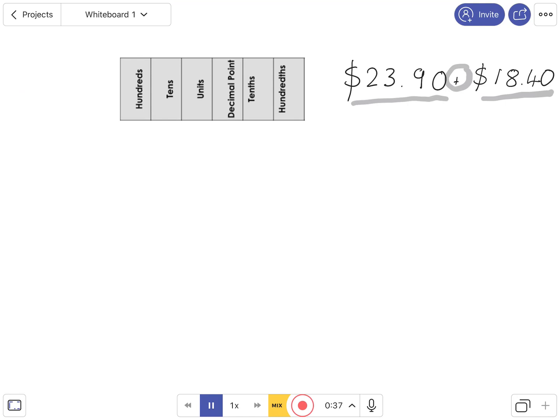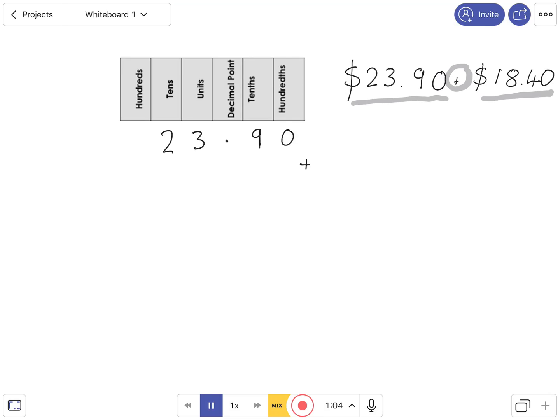My biggest number must go at the top. So I'm looking at both of my numbers and I know that 23 is larger than 18. So I'm going to put that number first. So I've got 2 tens, 3 units. Then I have my decimal point. I've got 9 tenths and 0 hundredths to represent 90 cents.